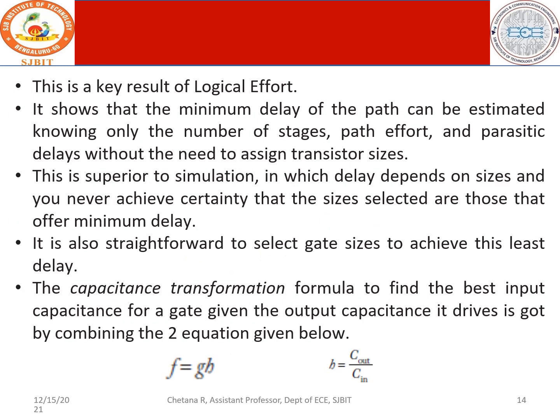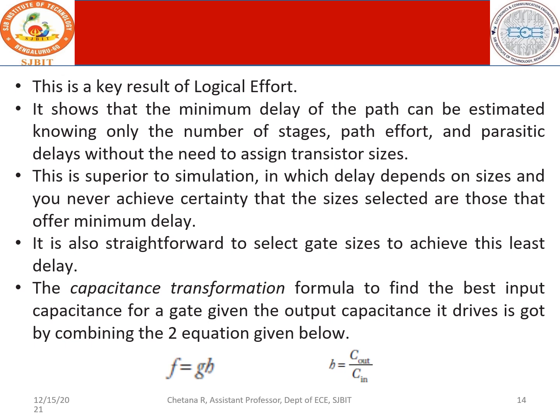This is the logical effort result, and it shows the minimum delay of the path can be estimated knowing only the number of stages, path effort and parasitic delay. So the delay can be calculated by knowing the number of stages, the path effort and the parasitic delay. This is superior to simulation. In simulation, the information about exactly which stage or which path effort or which logical path was having a problem was not identified, but in this procedure it is possible. Therefore it is superior to simulation, in which the delay depends on sizes and you never achieve certainty that the sizes selected are those that offer minimum delay.